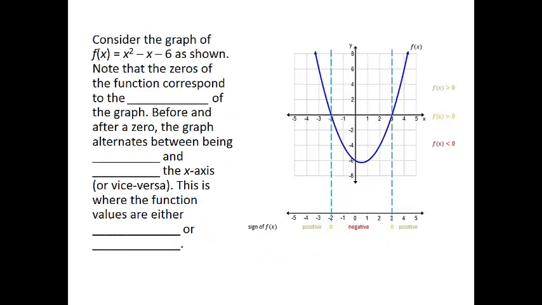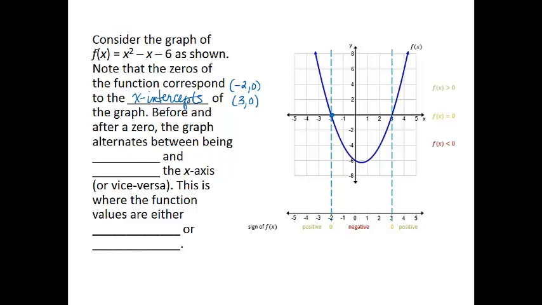I have drawn for you the graph of f of x equals x squared minus x minus 6. Recall this is a parabola that opens up because the coefficient of x squared is 1, which is positive. Note that the zeros of the function correspond to the x-intercepts of the graph, which we just talked about. And so those x-intercepts are (negative 2, 0) and (3, 0).